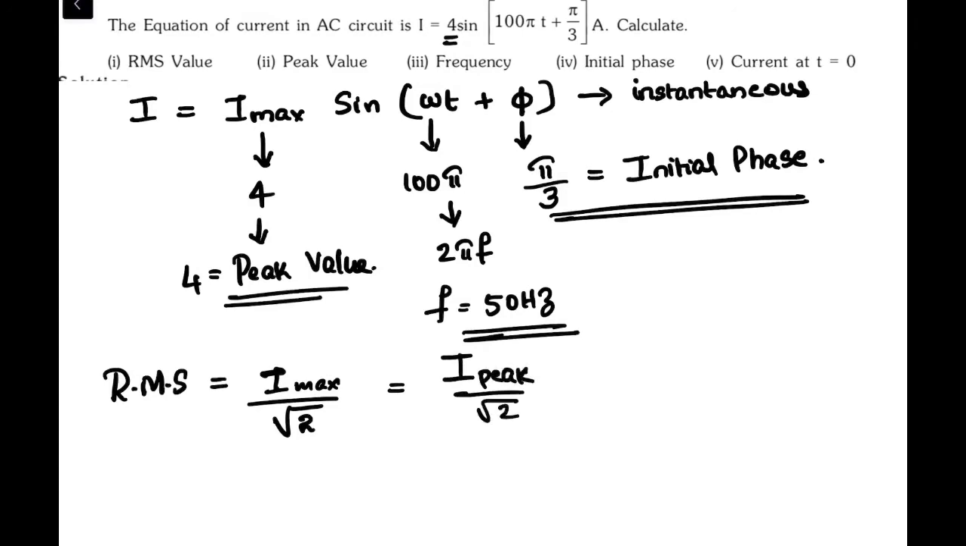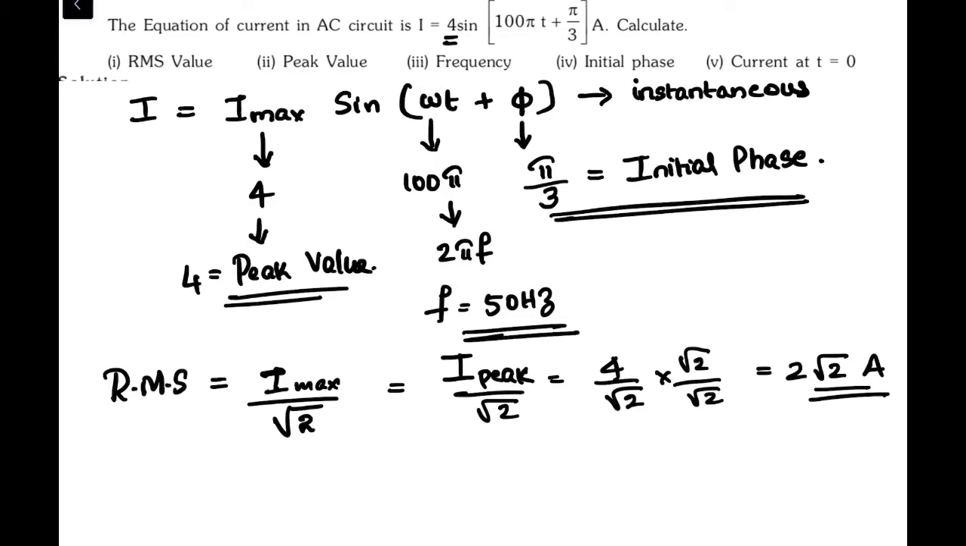Now what is peak value? It is 4. So 4 by root 2. You can multiply with root 2 and divide with root 2 to get 2 root 2 as the answer for the RMS value. 2 root 2 ampere. Okay, so RMS is also fine.